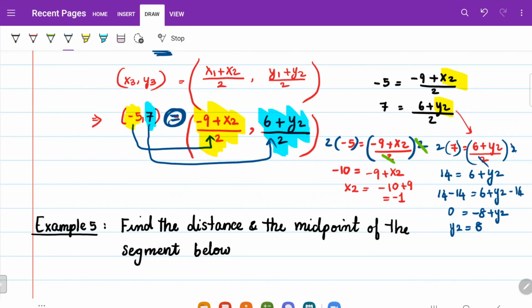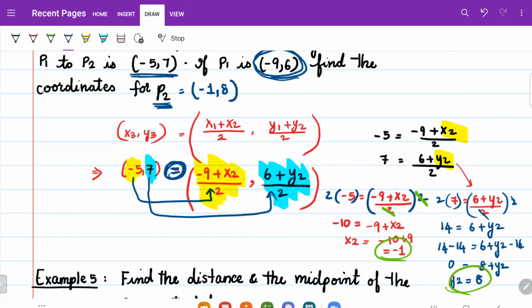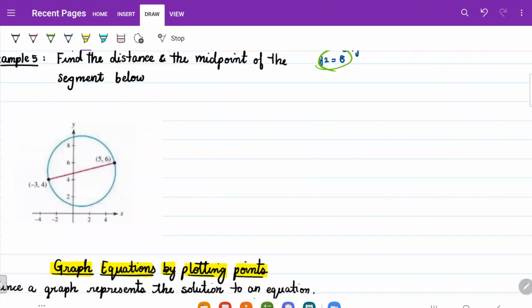So here we have our coordinate. Our x2 is minus 1 and y2 is 8. So the point P2 here is minus 1, 8. That is our answer. Let's do one more example.